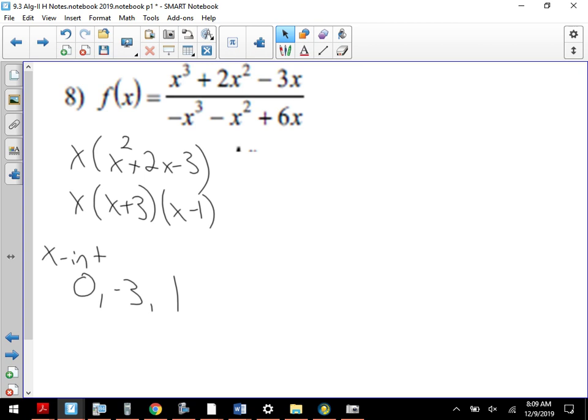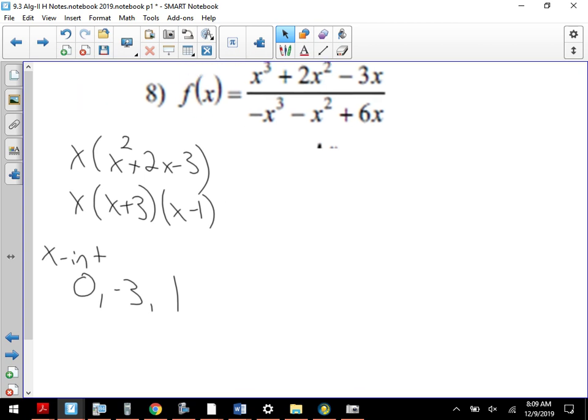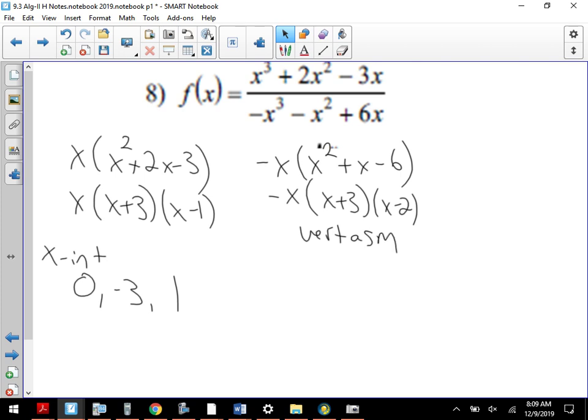For your vertical asymptotes, we have to factor the denominator. When I do that, I'm going to take out the negative x, and I'll get x squared plus x minus 6. The reason I take out that negative x is that even if that's negative, the zero is still going to be at 0, isn't it? So that's just a little trick. That way you can factor that x squared term without it being negative. And that'll get you plus 3 and a minus 2. So we have vertical asymptotes at 0, negative 3, and 2.